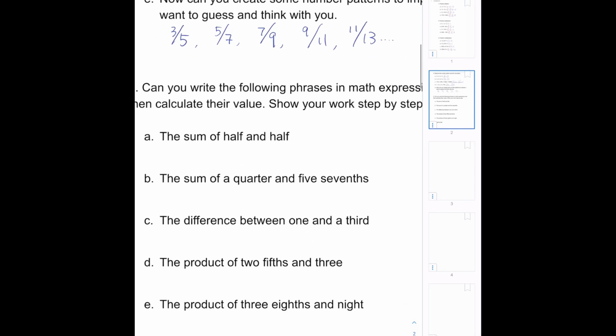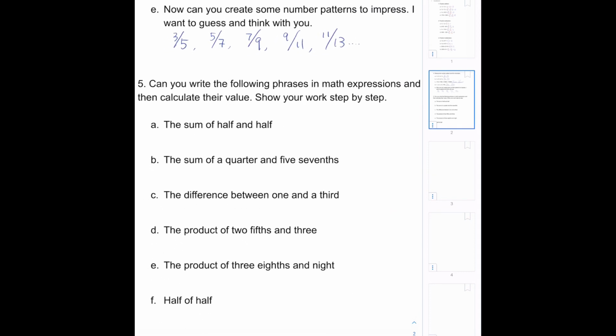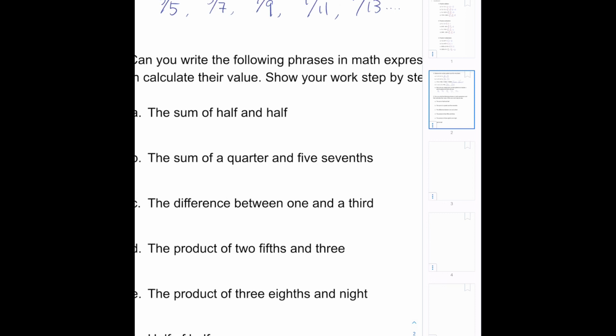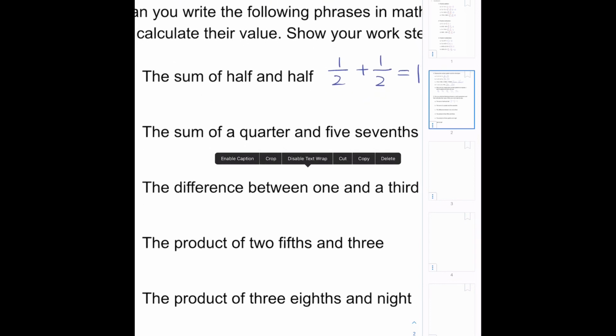Can you write the following phrase in math expression and then calculate their value? Show your work step by step. The sum of half and half is half plus half equal to 1. The sum of a quarter and 5 sevenths.